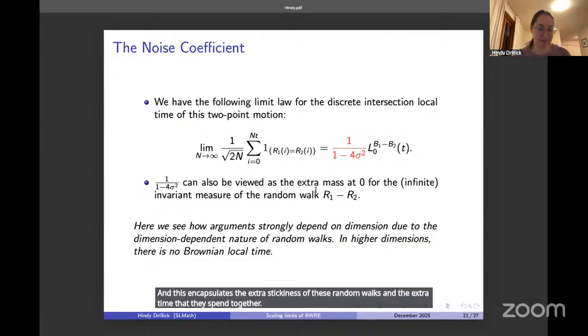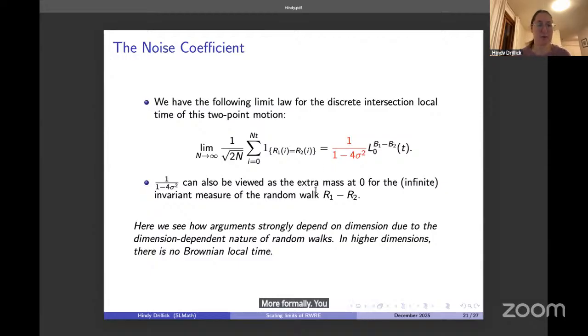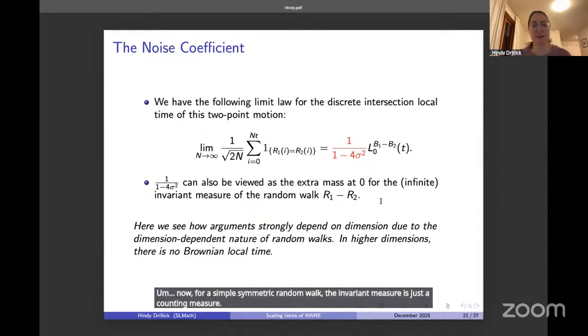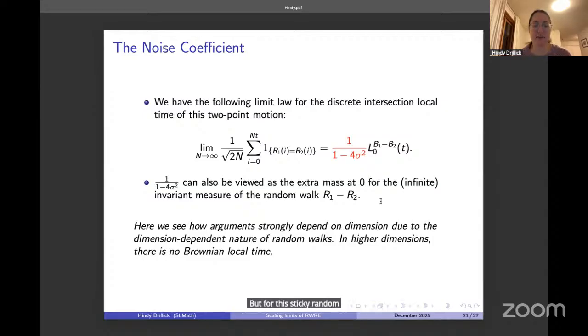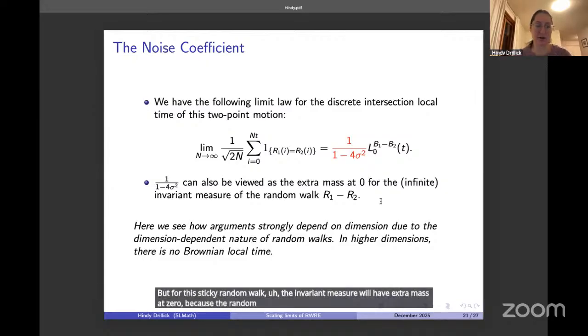More formally, you can derive this 1 over 1 minus 4 sigma squared by computing the invariant measure of the random walk R1 minus R2. So this is a random walk, and it has an infinite invariant measure. Now, for a simple symmetric random walk, the invariant measure is just a counting measure. But for this sticky random walk, the invariant measure will have extra mass at 0 because the random walk will spend more time at 0. And it turns out that the extra mass at 0 is precisely this 1 over 1 minus 4 sigma squared.